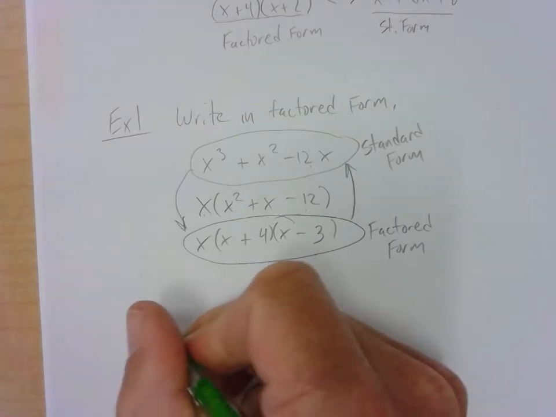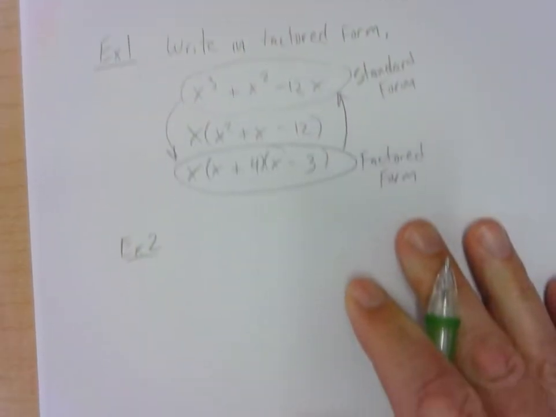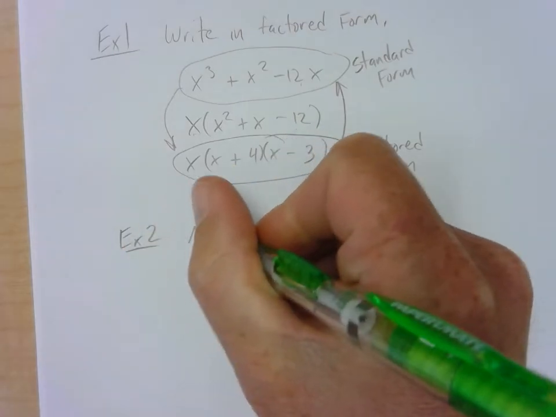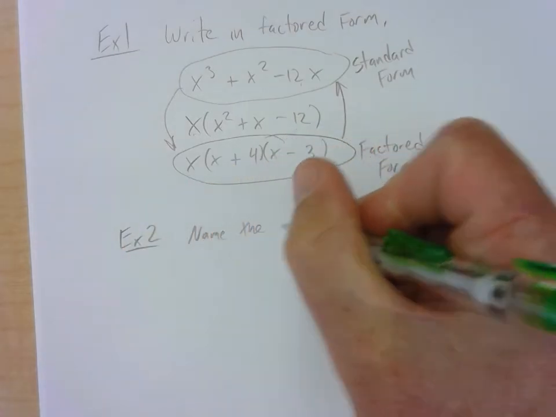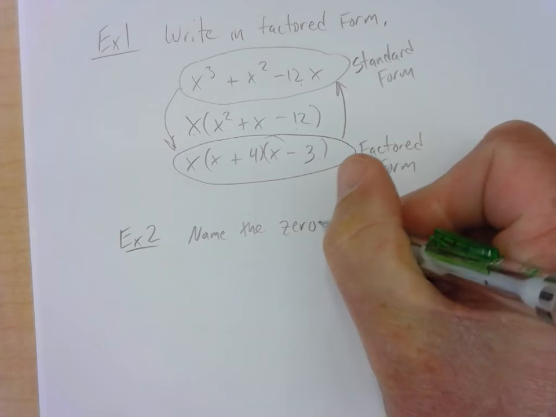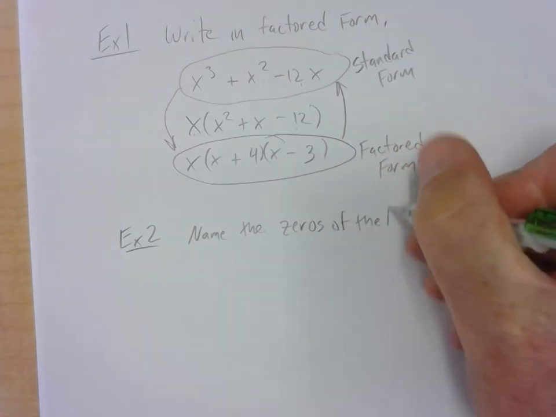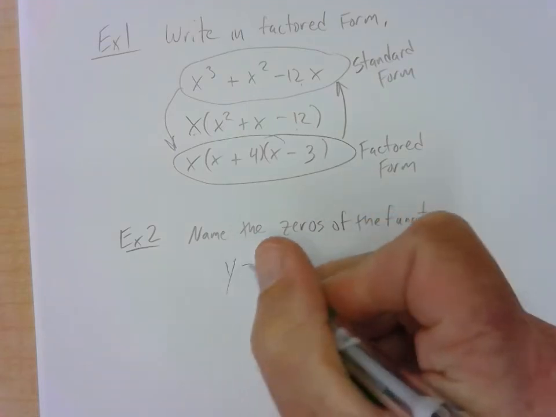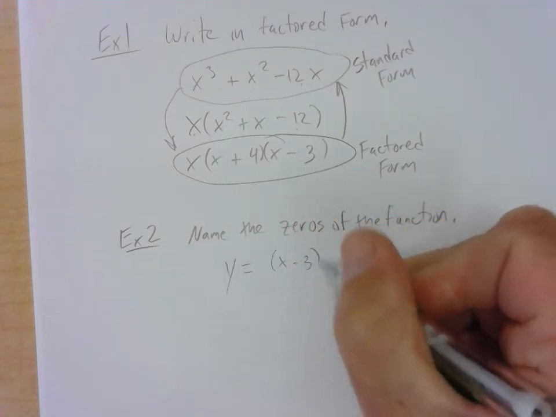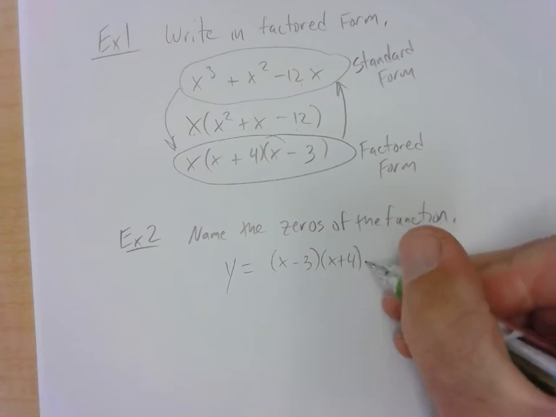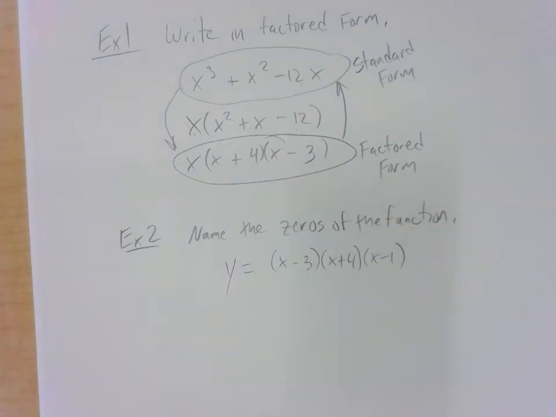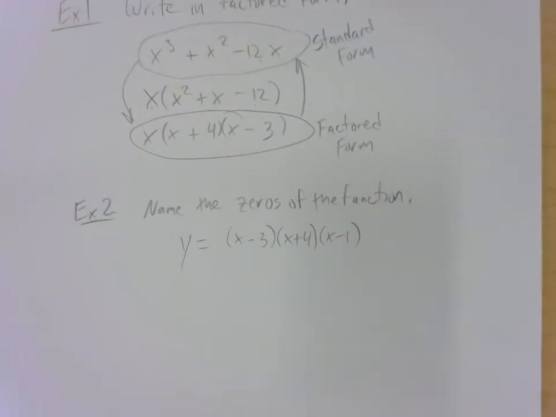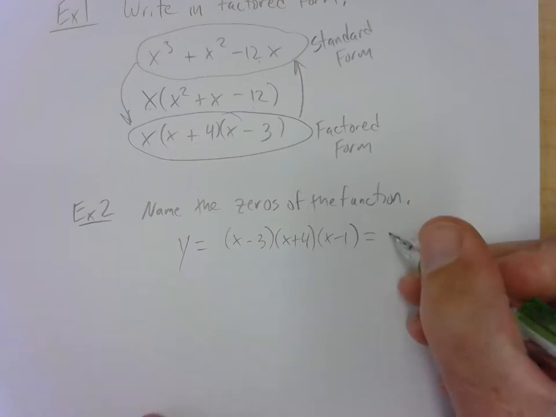So example number 2 is name the zeros of the function. Y equals x minus 3, x plus 4, and x minus 1. So if we want to name the zeros of the function, we want to figure out what values of x make the function equal to 0.